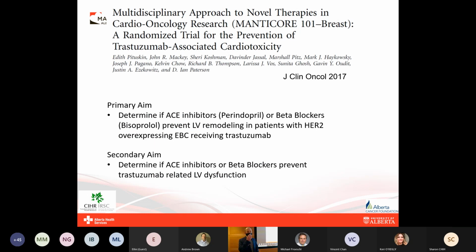So we actually designed and performed a small RCT to try to answer the question: will giving prophylactic ACE inhibitors and beta blockers in patients with early breast cancer receiving trastuzumab help prevent declines in cardiac function? Will it help prevent the remodeling that we see in patients receiving trastuzumab?